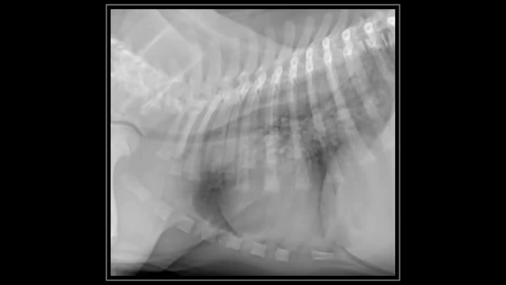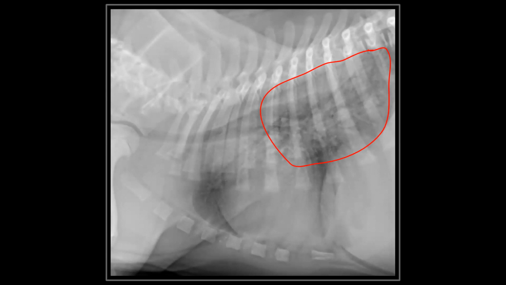So here, first of all, we can see that this is a young dog. We have some open physes here and within the vertebra as well. We also have an alveolar pattern with some air bronchograms in the caudodorsal lung. Now, again, this is a young dog. That heart is not particularly enlarged. There's no evidence of pulmonary venous enlargement. And so this is most likely going to be a non-cardiogenic pulmonary edema.